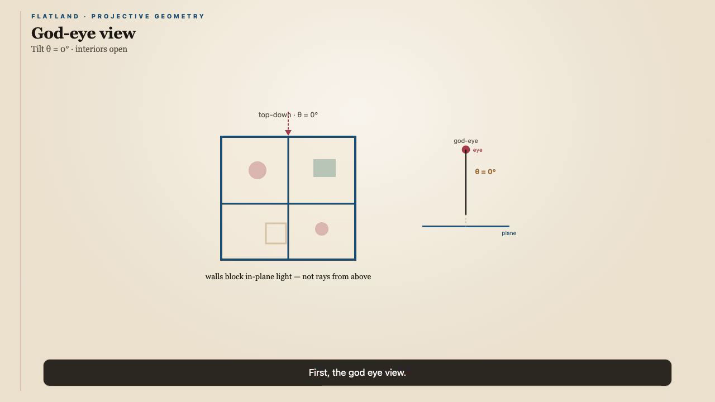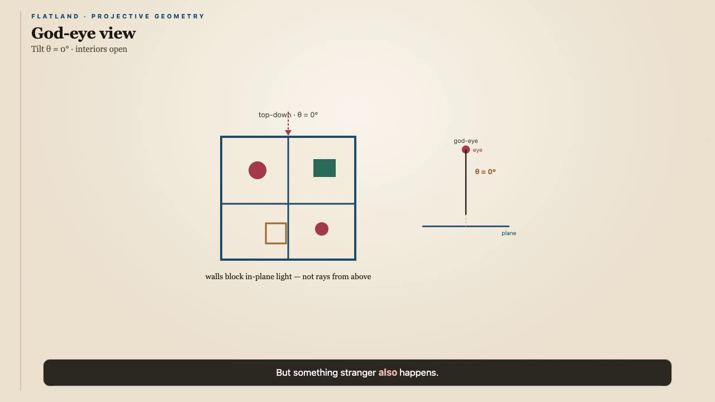First, the God eye view. Point a camera straight down so the line of sight is perpendicular to Flatland. Call the tilt angle 0. A circle looks circular, a square looks square. Distances measured in the plane match distances measured in the image up to one global scale. True geometry is revealed. Artists call related ideas orthographic or plan view. Engineers draft floor plans in the same spirit. You are not inventing a fantasy camera. You are using the simplest honest projection.